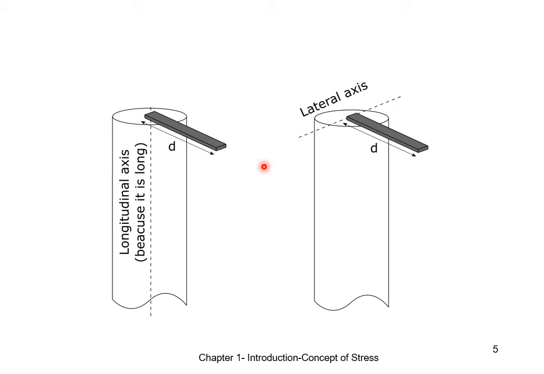If we have a force that's applied on the gray color arm over here, it will create a rotation about the longitudinal axis, and this is what we call torque. If instead the force is applied in this direction instead, it will create a rotation about the lateral axis, and this is what we call moments.